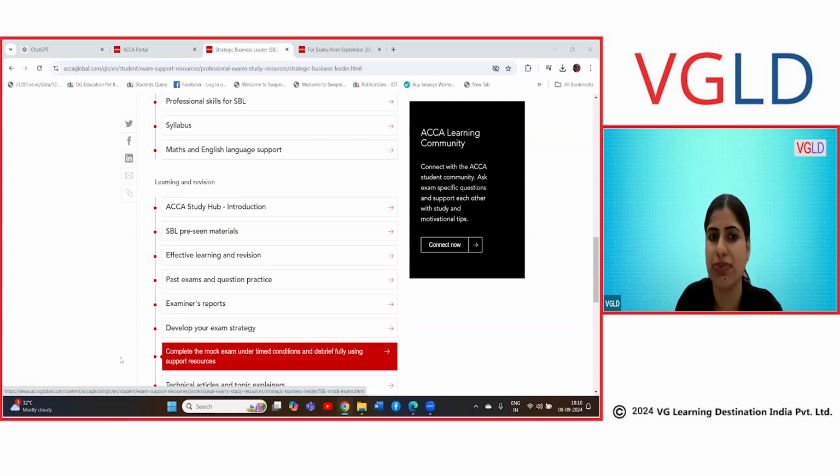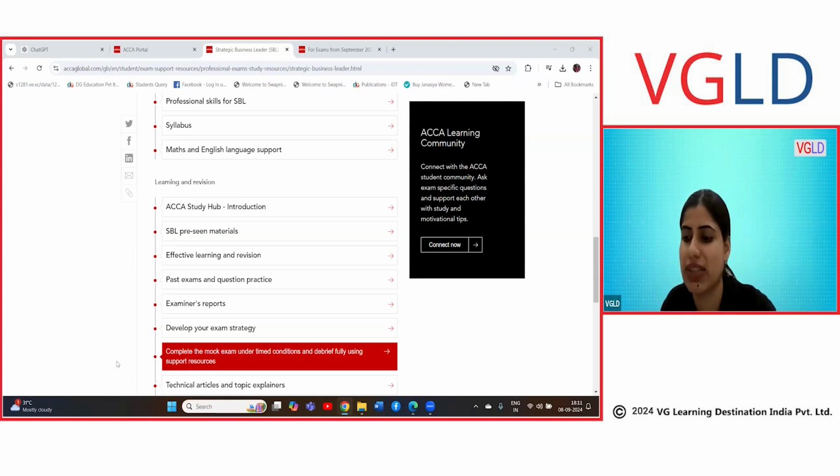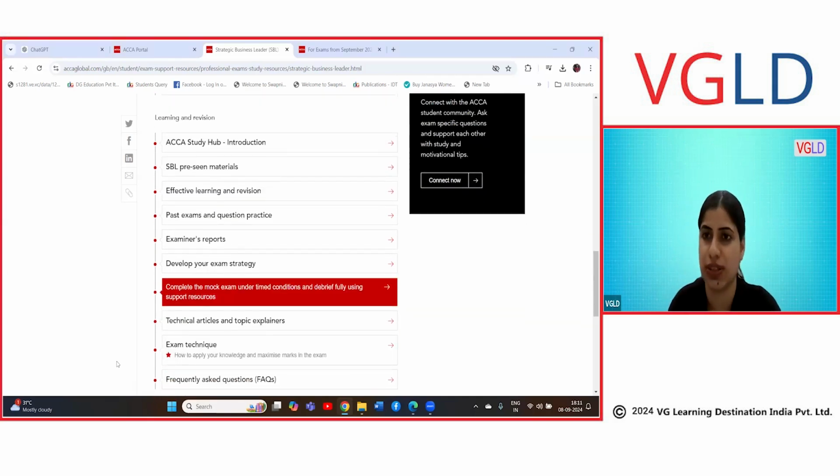Now, we have the SBL mock exam. We have mock exams for other subjects as well. So whatever paper you are planning, make sure that you attempt the mock beforehand. I would recommend one thing: till the pre-December mock is out, we have the pre-September mock in this portal. Make sure to download that, because in the next attempt they will be giving different mocks, so you should have that mock saved in your system so that you can practice it according to examination conditions.